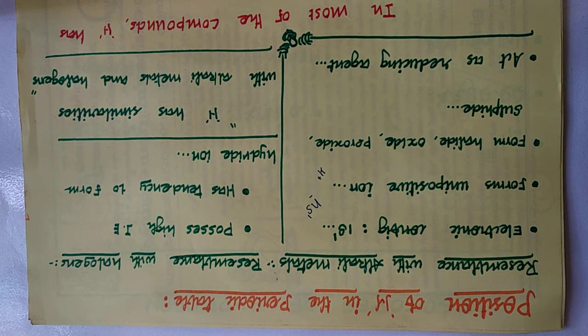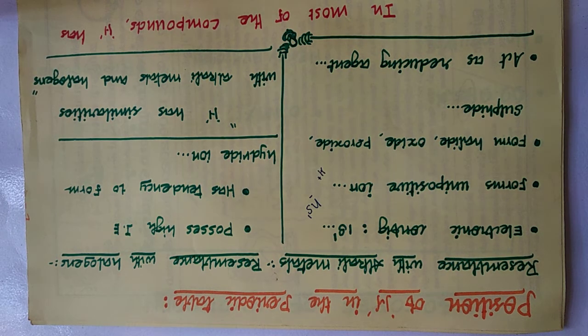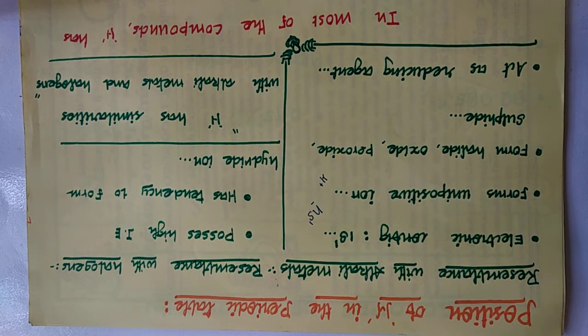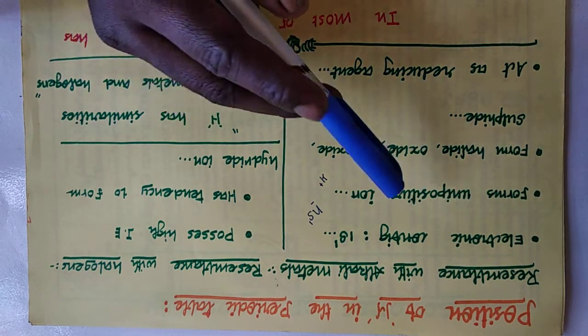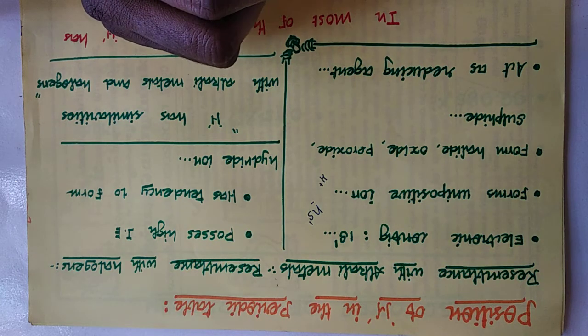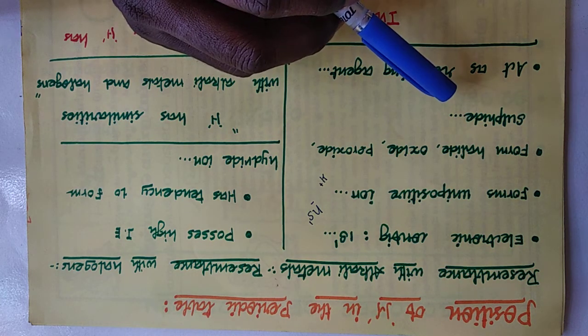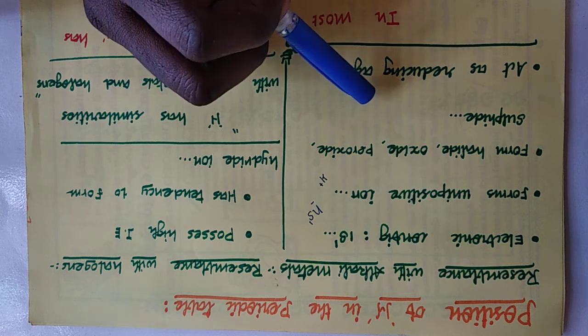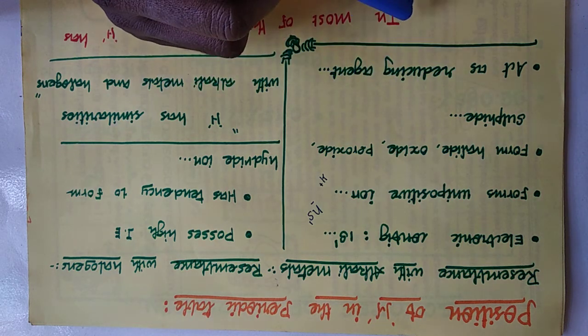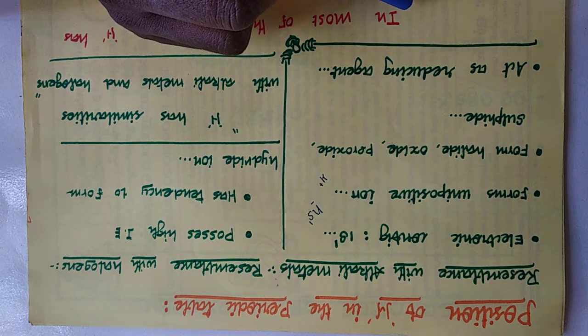Not only in the case of hydrogen, all the alkali metals. Even if you take lithium, it is ready to form Li plus ion. If you take sodium, it will be ready to form Na plus ion, and so on. So it forms a unipositive ion, same as the other alkali metals. Also, hydrogen is able to form halides, oxides, peroxide, and sulfides similar to the other alkali metals.